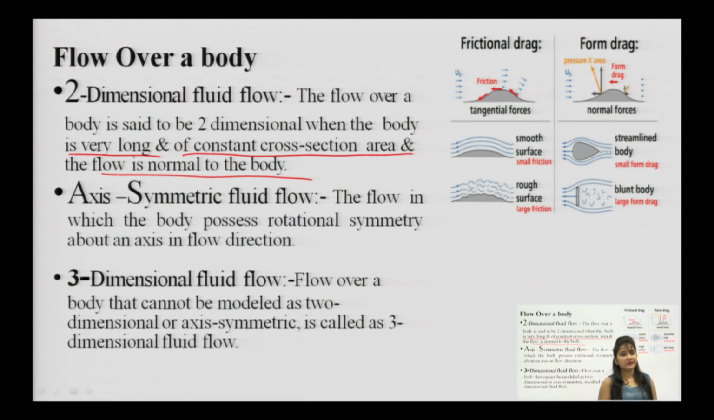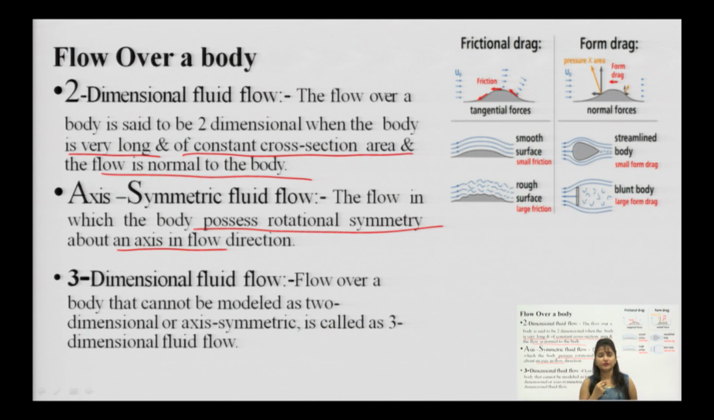Coming to the axisymmetric fluid flow, wherein the flow possesses rotational symmetry about an axis in the flow direction. You can see axisymmetry means it will be related to the axis. So, the flow in which the body possesses rotational symmetry about an axis, that too in the direction of flow, will be termed as axisymmetric fluid flow. Now, we are done with the two dimensional fluid flow and axisymmetric fluid flow.